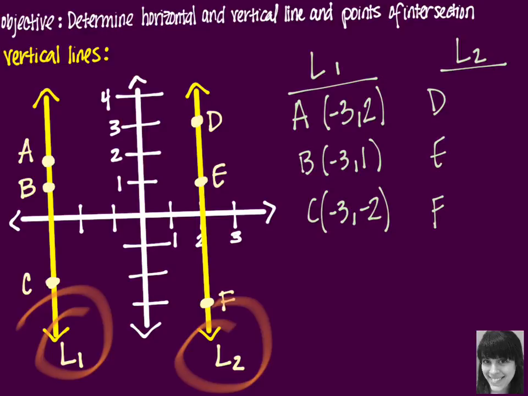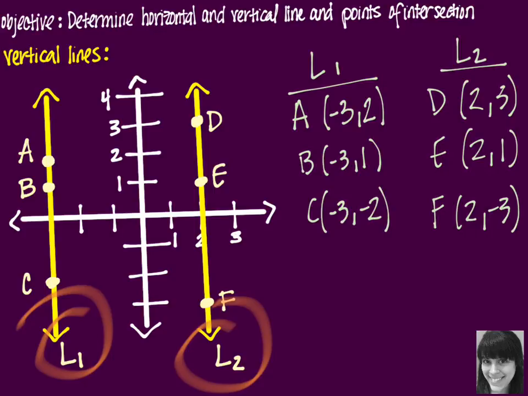25 seconds. Okay, so D is (2, 3). E is (2, 1). And F, point F, is going to be (2, -3). What can you say about line 2? All of the x's are 2, right?